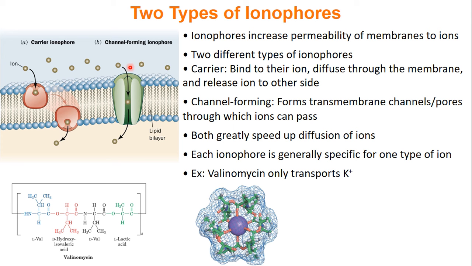Generally, each ionophore only carries one type of ion. An example here is valinomycin, which will only transport potassium.